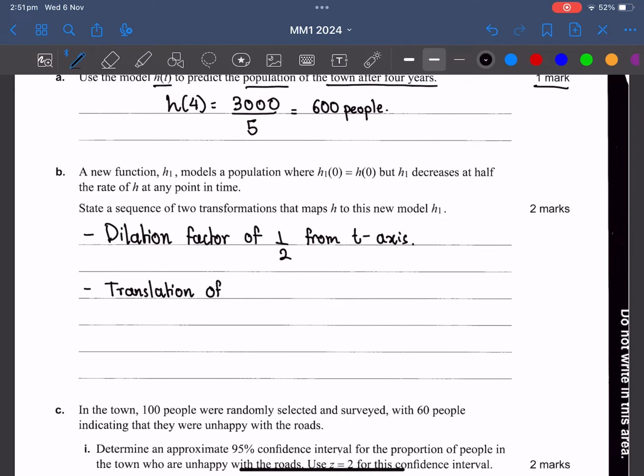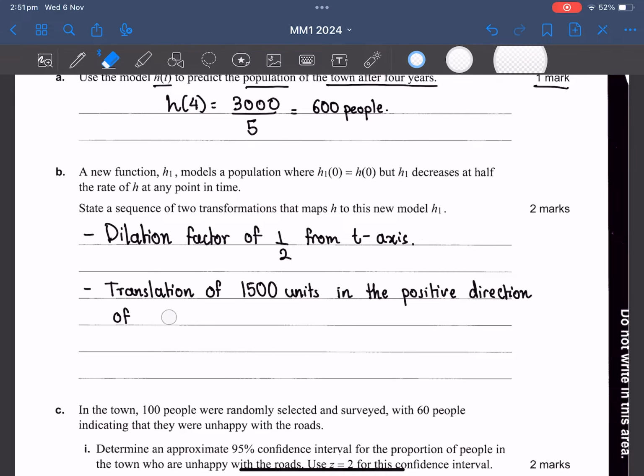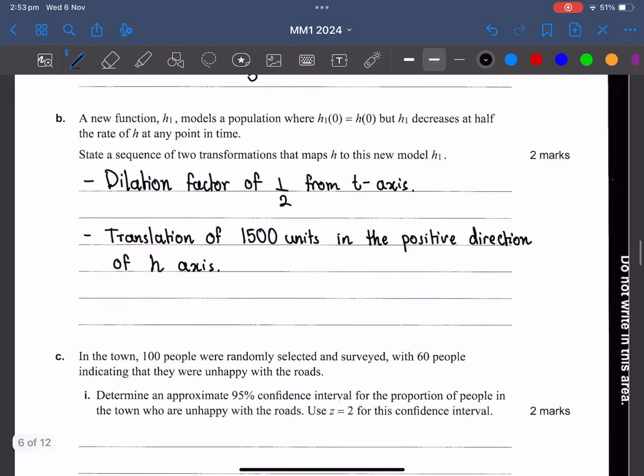of 1500 units in the positive direction of, well, not x-axis, what am I saying, not y even, the h-axis. I think this should be correct. Okay, so the next question.